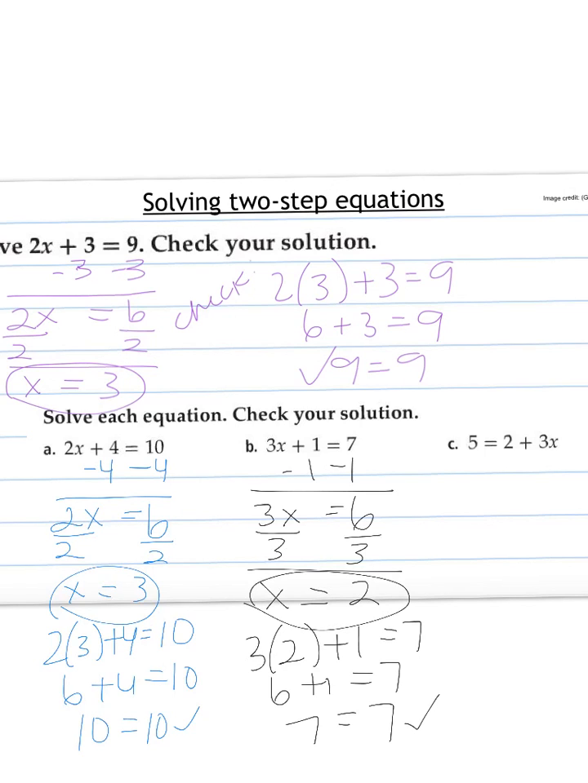Okay. One thing to know when you are solving two-step equations is that we always start with the addition or the subtraction first and then do the multiplication. So it's kind of going backwards of order of operations. 5 equals 2 plus 3x. Okay, we have this plus 2 right here, so we are going to subtract 2 from both sides. These cancel. 5 minus 2 is 3. Divide both sides by 3. x equals 1. Let's plug that back in to check.